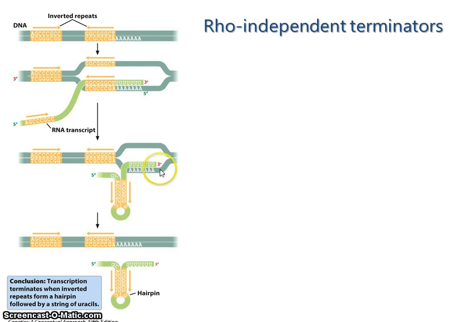And so if you have a region that's rich in A's or T's, or in this case A's and U's, you're going to have a weaker interaction between, in this case, RNA and DNA than if you had a more even distribution of nucleotides. And so this, in combination with the hairpin, helps destabilize the RNA-DNA complex and allows the RNA to be released.